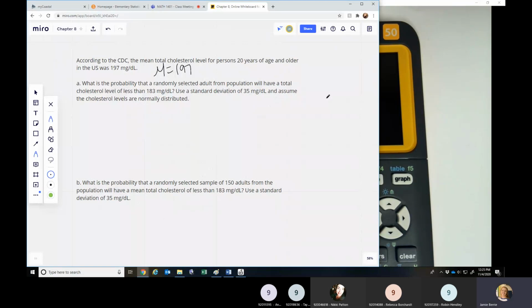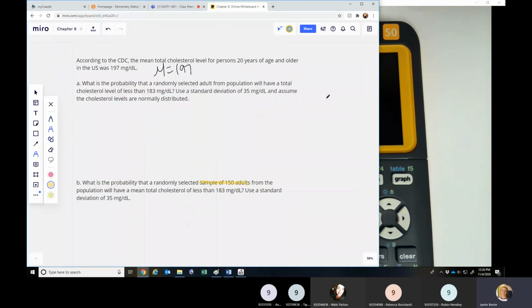It says, what is the probability that a randomly selected sample of 150 adults from the population will have a mean total cholesterol of less than 183? Okay, so a couple of differences between part A and part B. First of all, part B has this part here where it tells you a sample size.